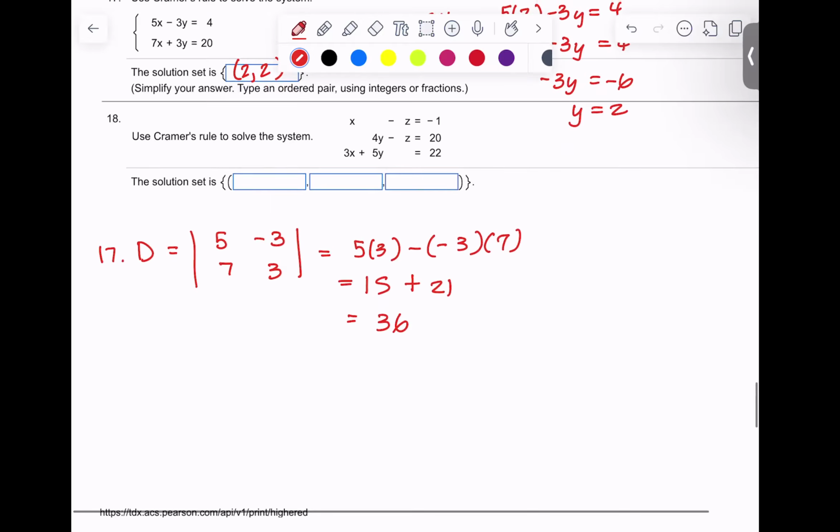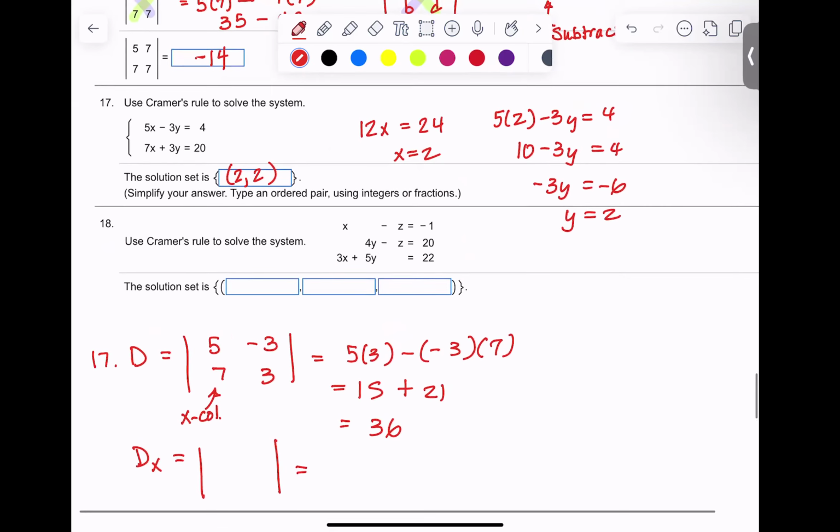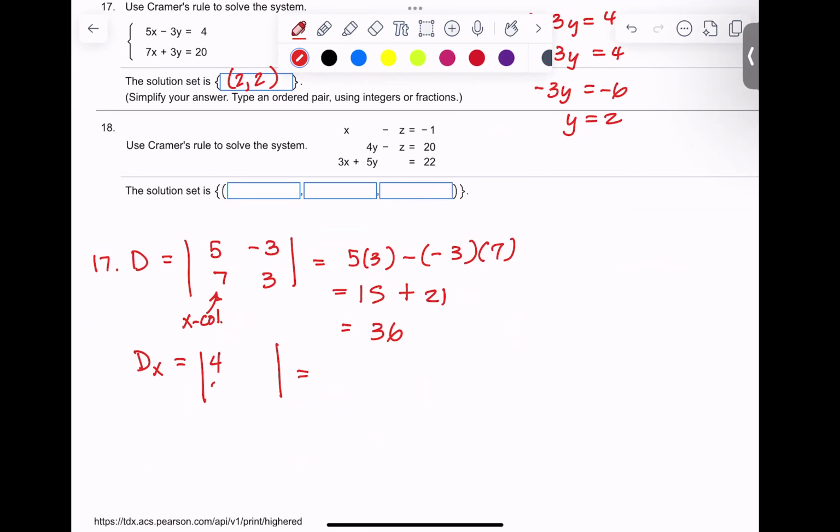Okay, the second matrix you're going to find is this matrix we call D sub x. And we're going to find that determinant by replacing the x column, that is that first column, with the constants. So we're going to put in 4 and 20, and then we're going to leave the y column the same, and the determinant would be 4 times 3 minus a -3 times 20. Really be careful when you're doing this with the signs. So that's going to be 12 plus 60 is 72.